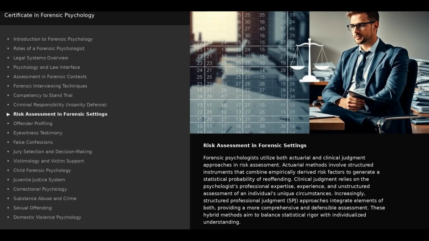Forensic psychologists utilize both actuarial and clinical judgment approaches in risk assessment. Actuarial methods involve structured instruments that combine empirically derived risk factors to generate a statistical probability of reoffending. Clinical judgment relies on the psychologist's professional expertise, experience, and unstructured assessment of an individual's unique circumstances. Increasingly, structured professional judgment, SPJ, approaches integrate elements of both, providing a more comprehensive and defensible assessment. These hybrid methods aim to balance statistical rigor with individualized understanding.